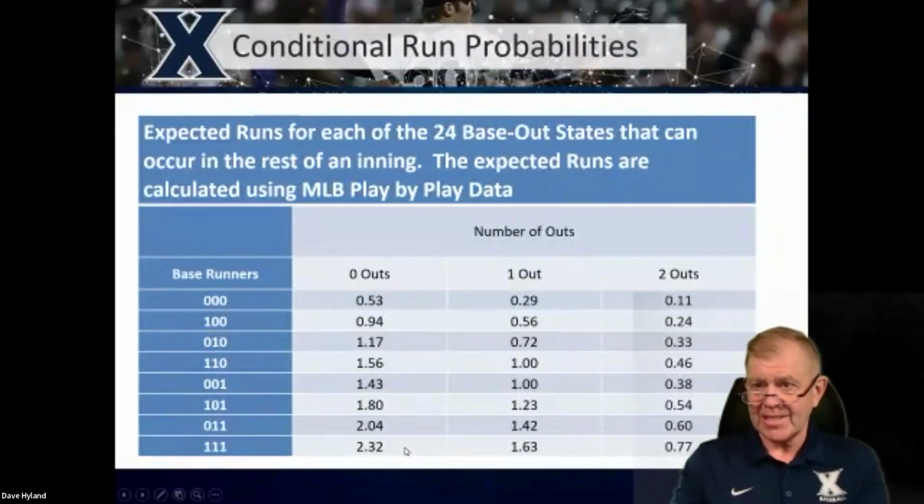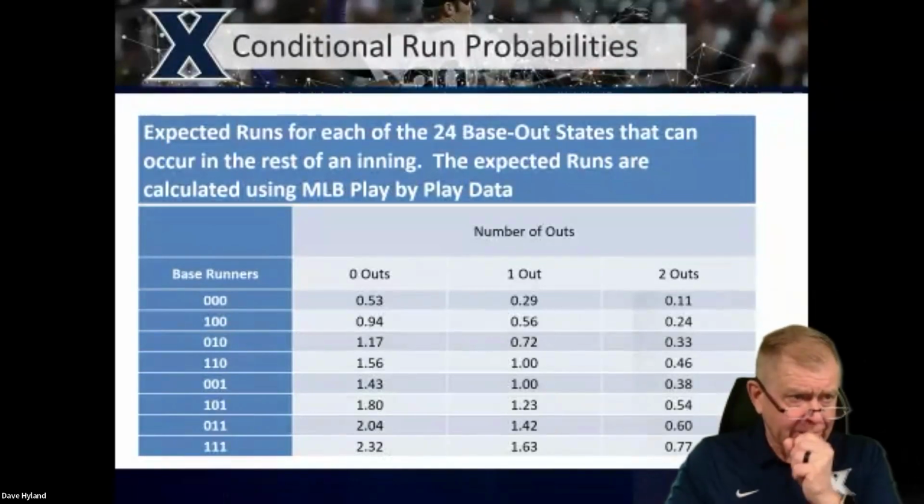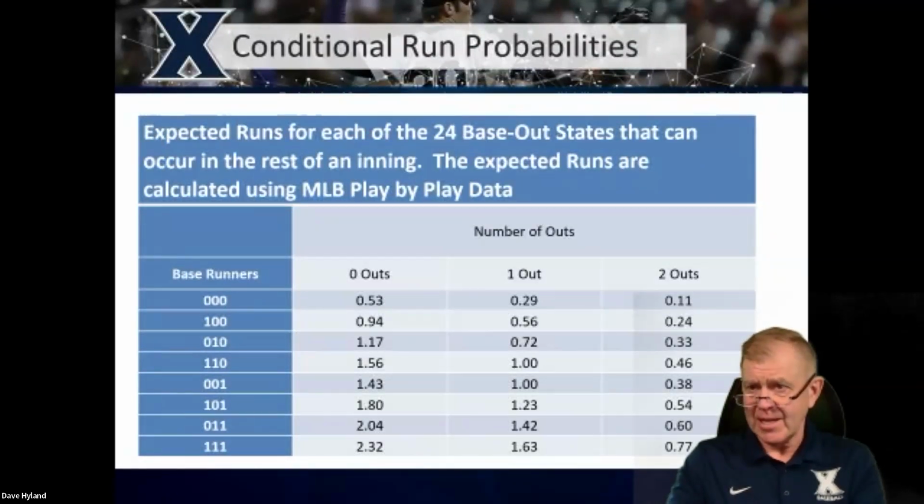On the same token, let's say somebody has a single with the bases loaded. We go from 2.32 runs. Let's say we have a single that clears the bases, right? So that scored 3 runs plus the new state is 0.94. So 2.32 minus 0.94, the number of runs expected has declined by 3 minus that, or 3 plus that difference, right?